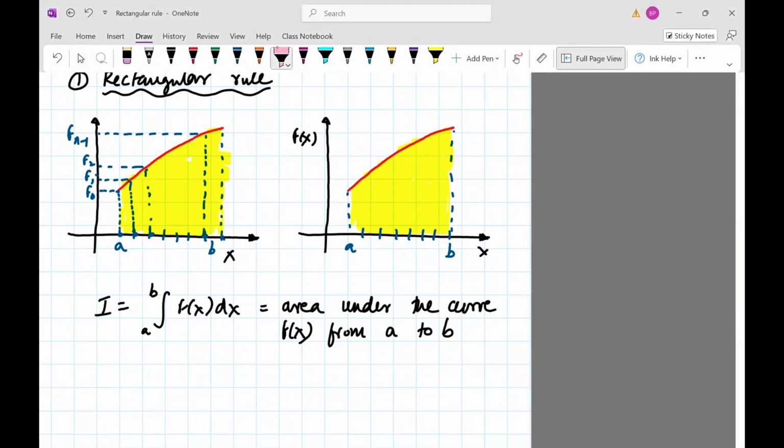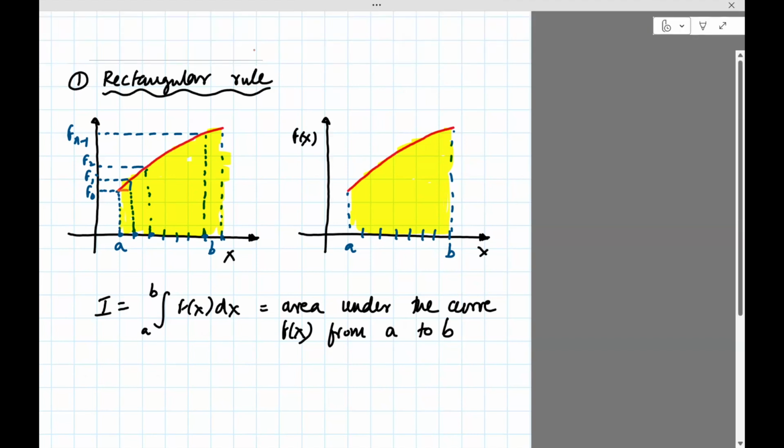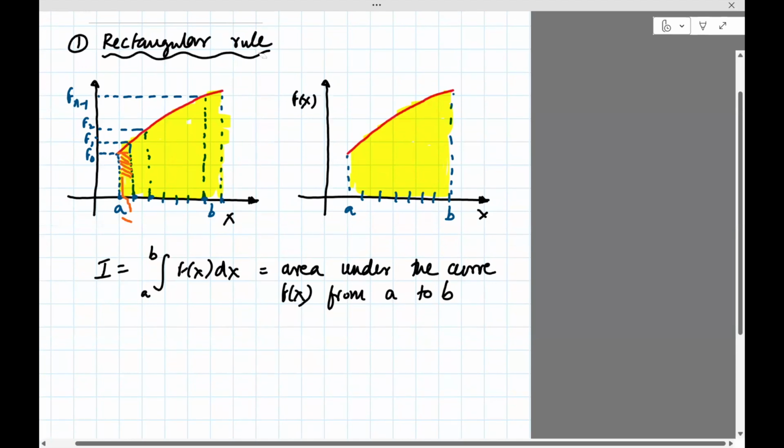Okay, so now once we have that, what I would do is the following. I would assume that this will be my first area. This one will be my second one, and so on till I reach here. So I have this sort of a staircase-like structure, as you can see.